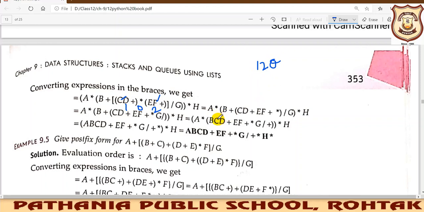So after that, what we will do is this complete part will remain the same, as it is we have written. Now we are working upon this particular area only. You can see CD plus is the first operand, then EF plus is the second operand, and what was the operator in between? This multiplication, so we have put it like this. I hope it is clear. So this complete bracket has been solved now. Now what will you do next?